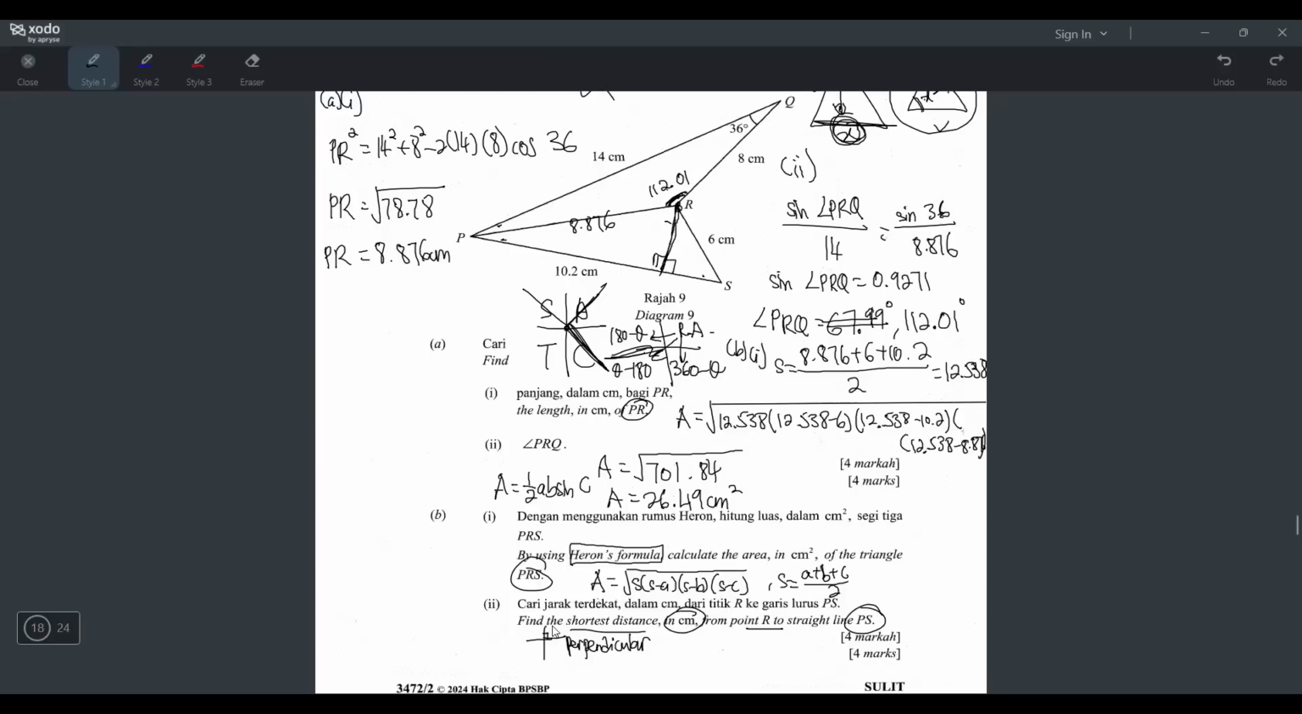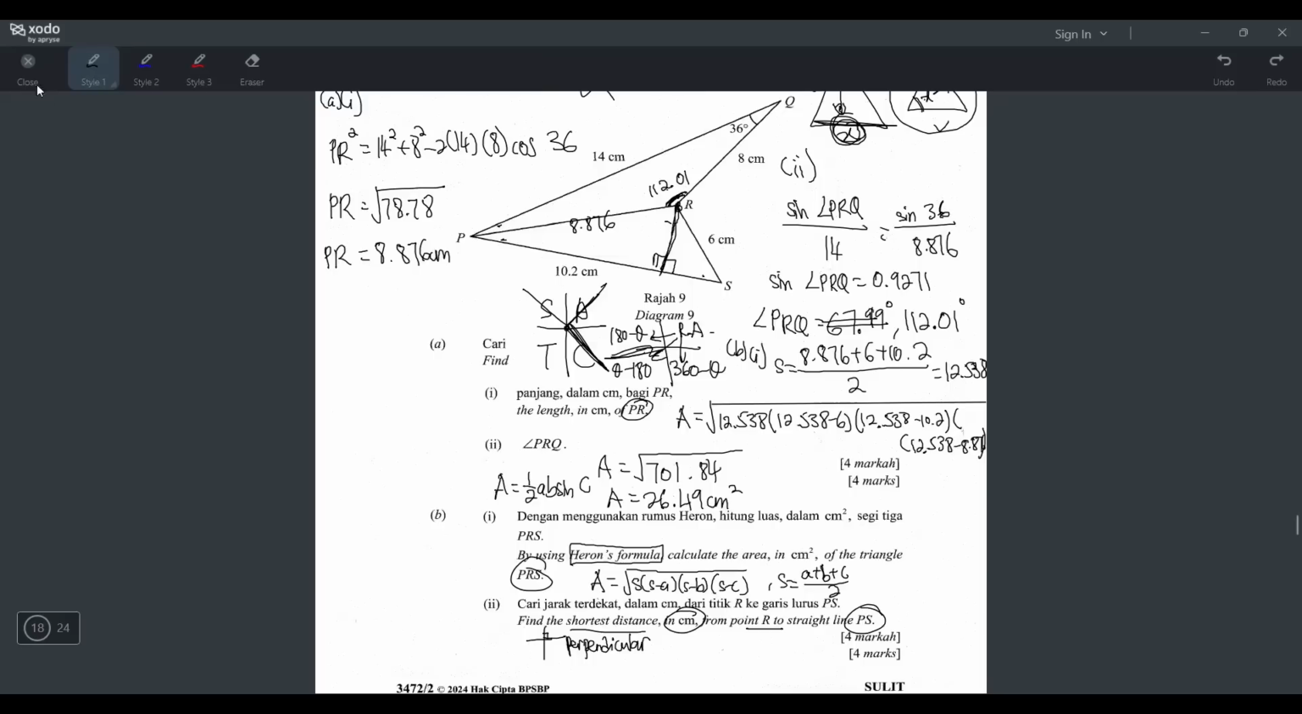Okay, do you understand what I mean? So I repeat one more time. Find the shortest distance. The shortest distance from R to PS will be the perpendicular distance from R to PS. 90 degree. Okay, because when it's 90 degree, that's when it's shortest. If you tilt a bit, then it's not 90 already. Then it's not the shortest distance. But if it's shortest, then automatically it has to be 90.